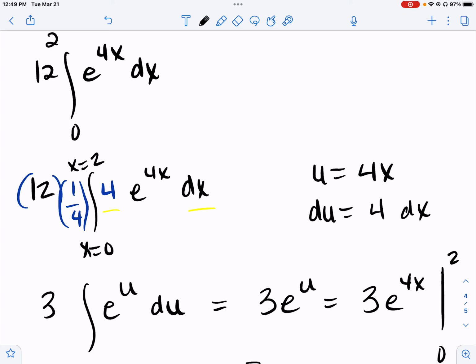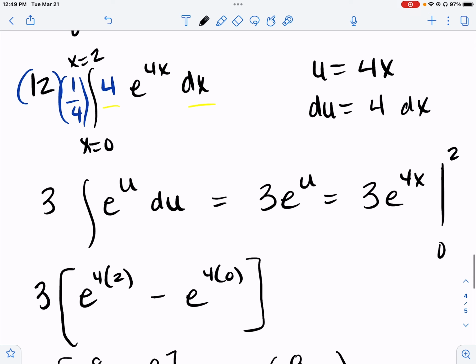Okay, now remember those limits are x equals 0 to 2. Okay, now on the outside, 12 times 1/4 is 3. Okay, what's underlined here, the 4 dx is du, and so that's e to the u. The integral of 3e to the u, the integral of e to the u is e to the u. Okay, and times that 3 that's out front.